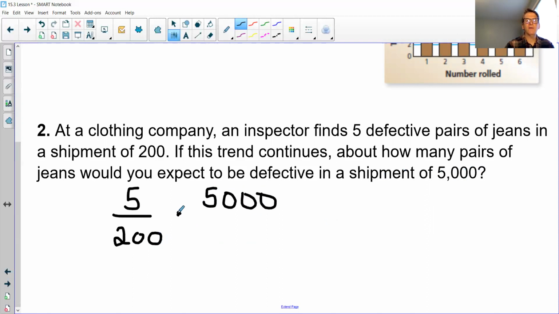So if you had 5,000, you take the probability of the defective jeans, 5 over 200, times 5,000, and that's going to be 25,000, 5 times 5,000, divided by 200.